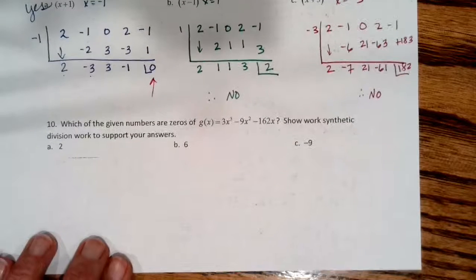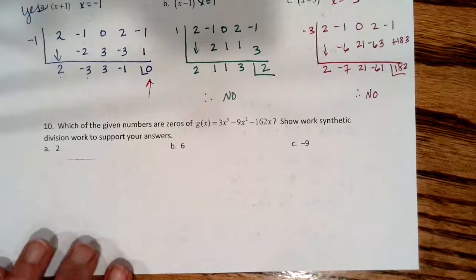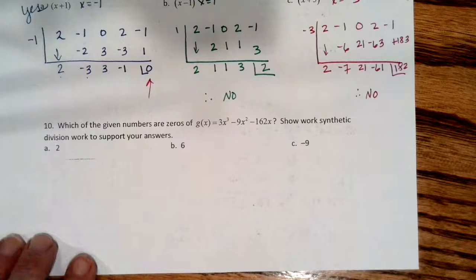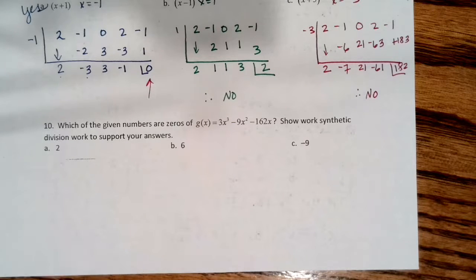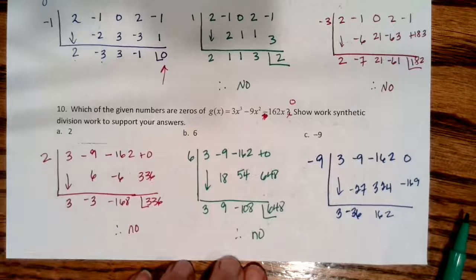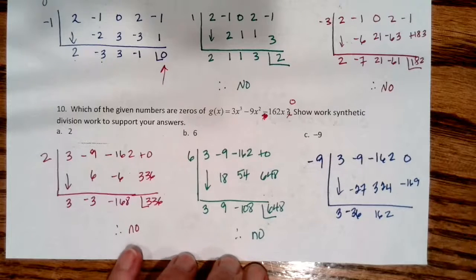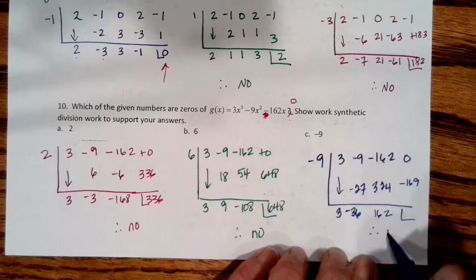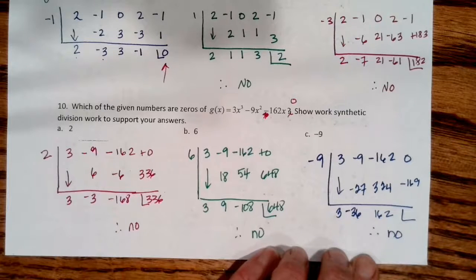Alright, which of the given numbers are zeros? Show synthetic work to support your answers. You try this on your own and come back and check. Alright, guess what? We're 0 for 3. None of these worked out to be 0, so therefore it's no.